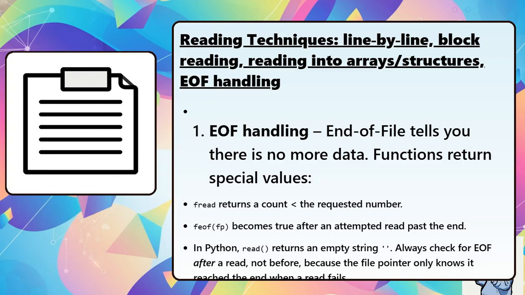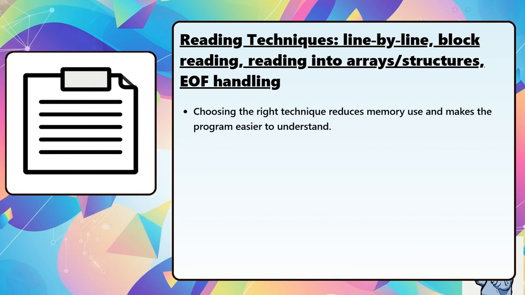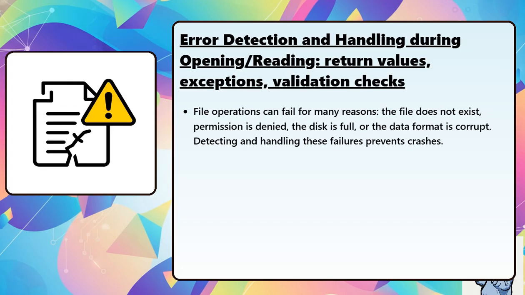Always check for EOF after a read, not before, because the file pointer only knows it reached the end when a read fails. Choosing the right technique reduces memory use and makes the program easier to understand. File operations can fail for many reasons. The file does not exist, permission is denied, the disk is full, or the data format is corrupt. Detecting and handling these failures prevents crashes.